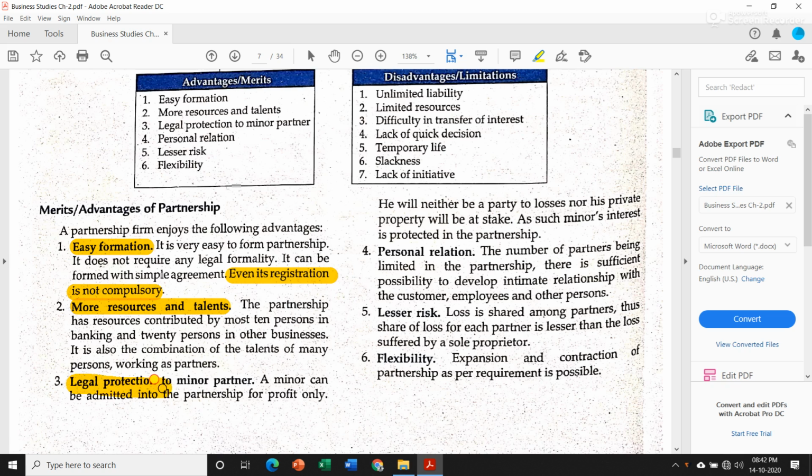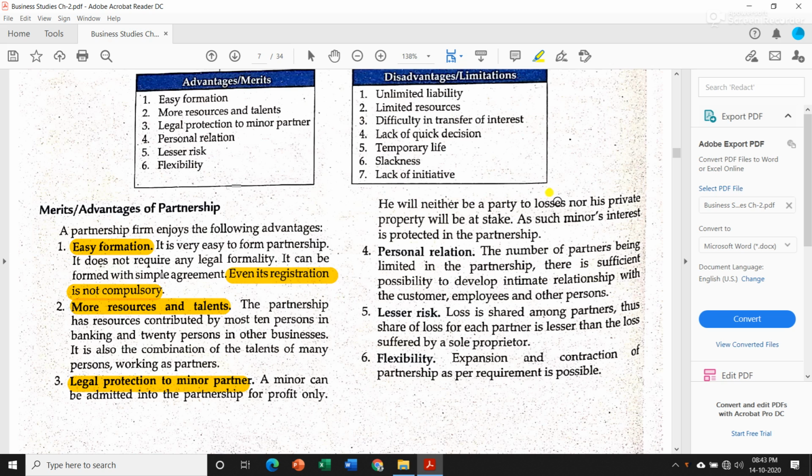Then legal protection to minor partner. Even though minors are not allowed to enter into a contract, in a partnership firm, if all the partners agree, they can take a minor as their partner. Now a minor can be admitted into partnership for profit only, but a minor cannot take major decisions of the partnership, but he will be allowed to take profit only and nothing else.